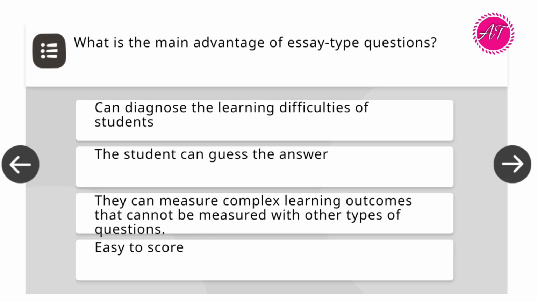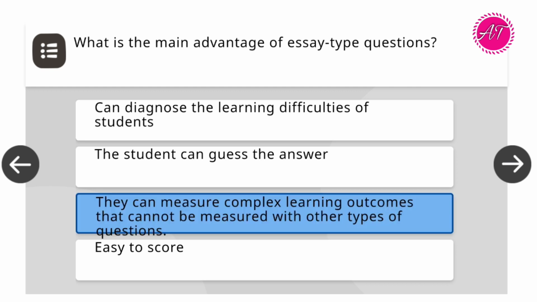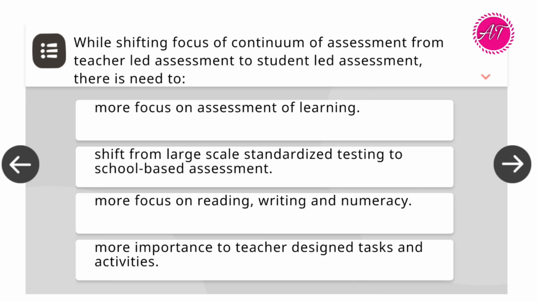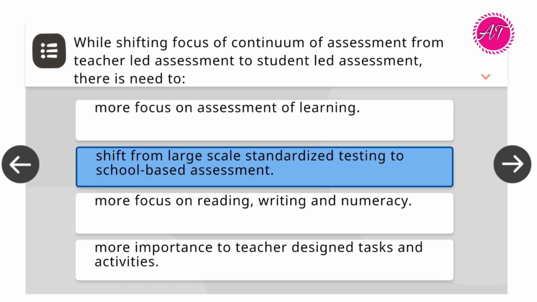Now we have another question, that is, what is the main advantage of essay type questions? So the answer we can click on is number 3, they can measure complex learning outcome that cannot be measured with other type of question. So let us move to our final questions. While shifting focus of continuum of assessment from teacher-led assessment to student-led assessment, there is a need to. So the answer we have here is shift from large-scale standardized testing to school-based assessment, that is number 2 option.